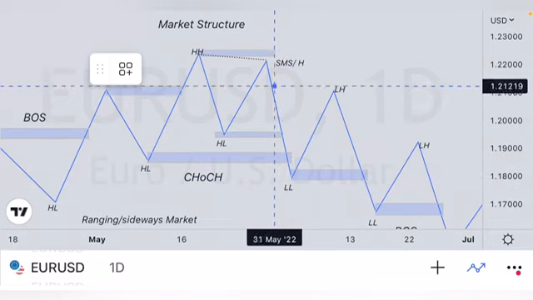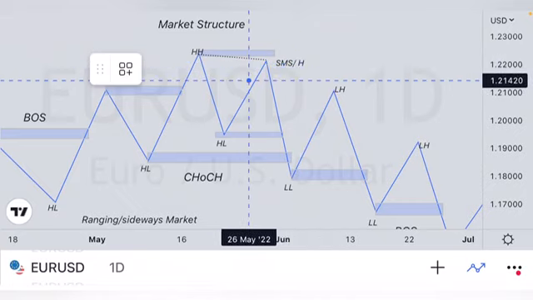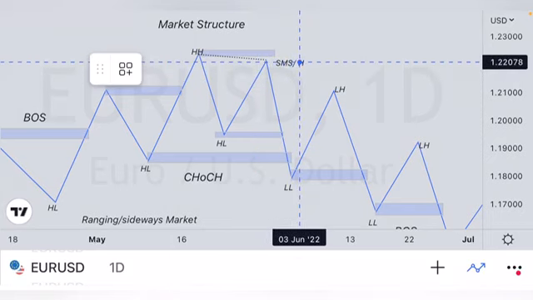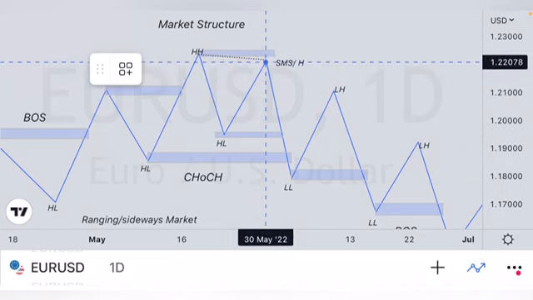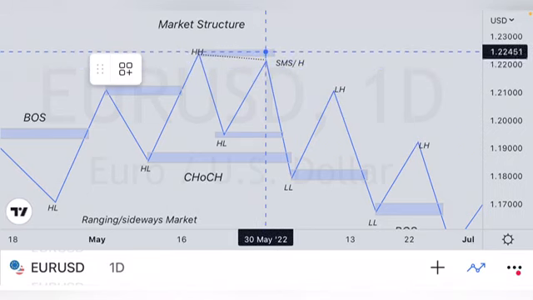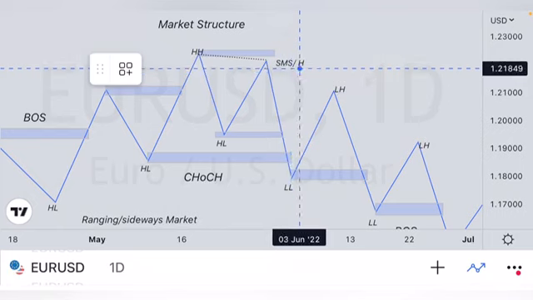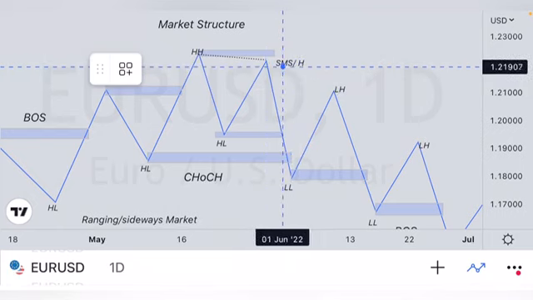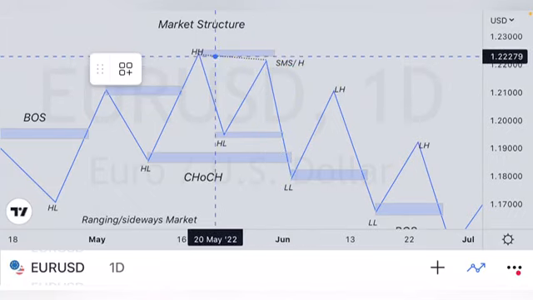So why is this SMS high called shift of market structure? Shift of market structure is when the market gave us lower lows, and this is now your intermediate high, but the intermediate high didn't break the higher highs of the day. So that's why I wrote SMS high. That is what SMS means: shift of market structure high, but the high didn't break this high.